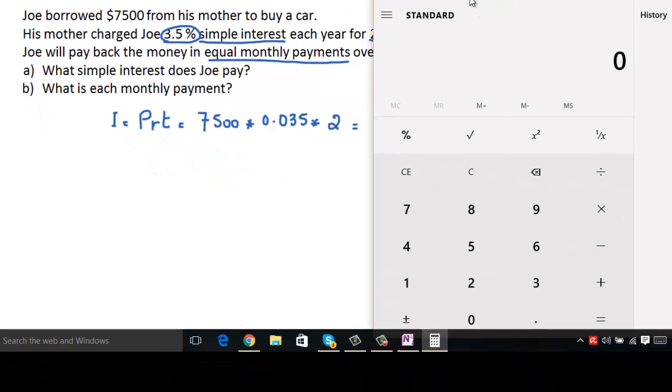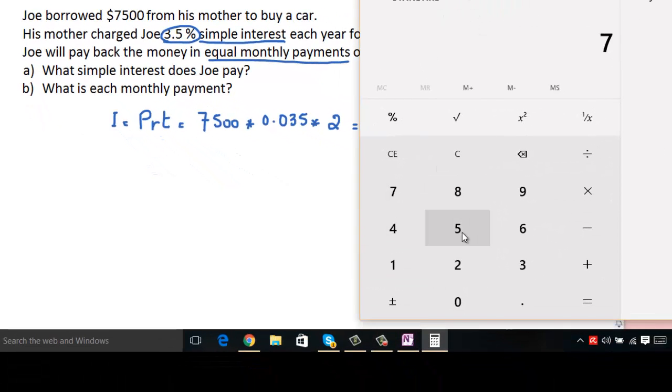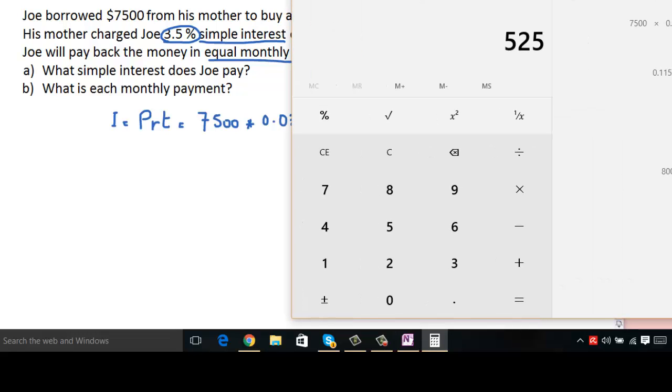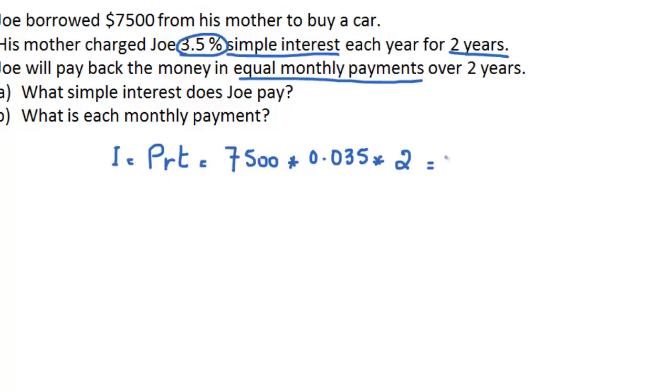I have 7,500 times 0.035 times 2 equals 525. So 525. I'm going to write it here. This means the interest he has to pay at the end of the 2 years. So we answered the first question. What is each monthly payment?